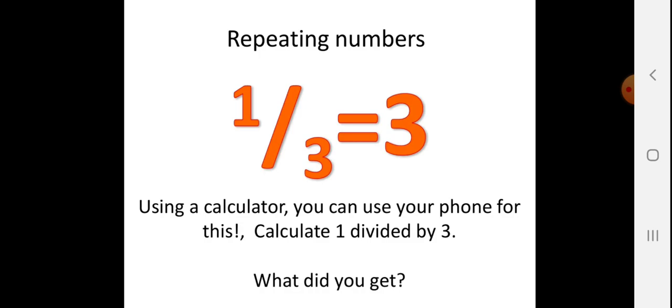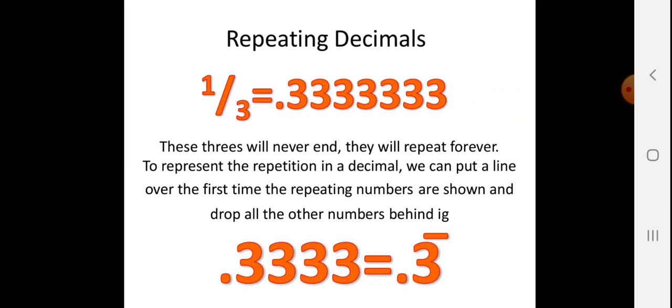Repeating numbers. Now when you divide 1 by 3, you will always get the answer 0.3333. That is a non-terminating repeating number. So this 3 will never end. It will repeat forever. To represent the repetition in the decimal, we can put a line over the first time the repeating number is shown, and then drop all the numbers behind it. That is called the bar. So you can also call this number 0.3 bar. Repeating decimals will never end.